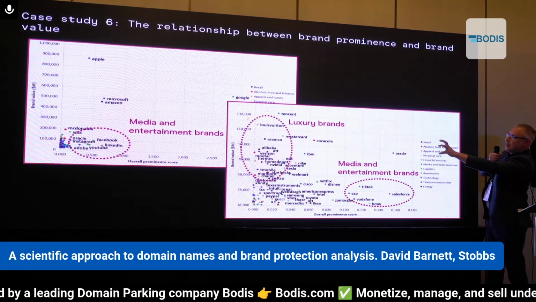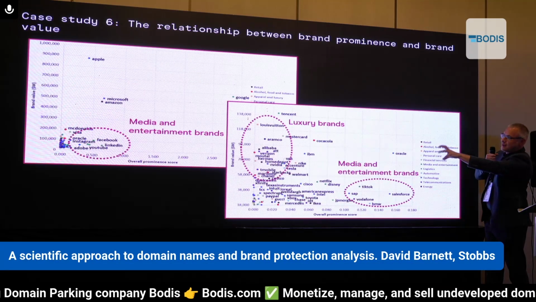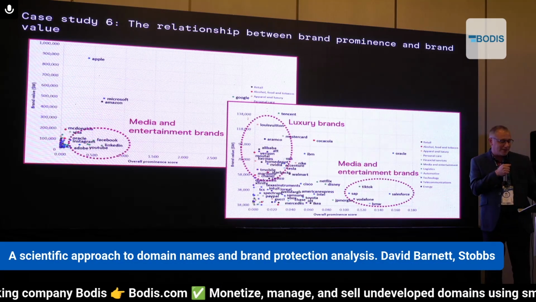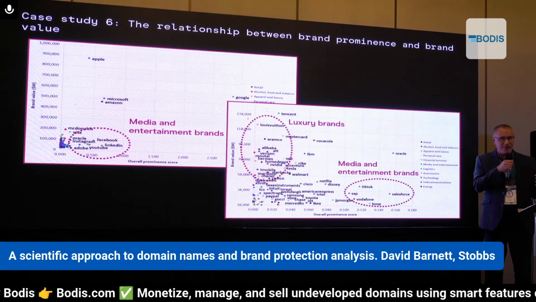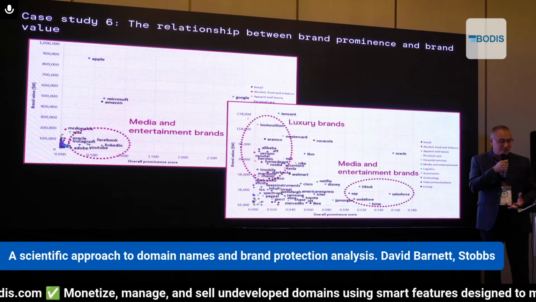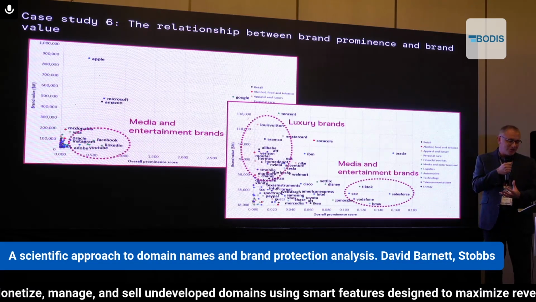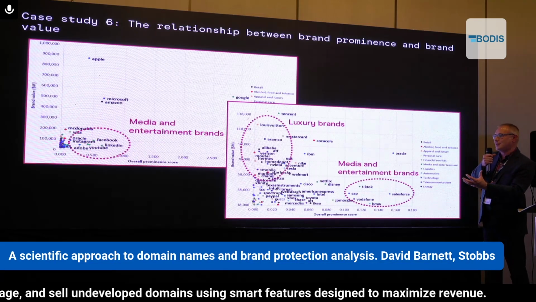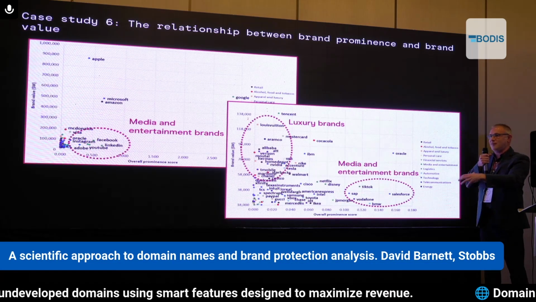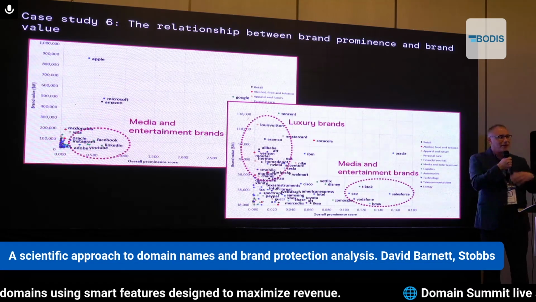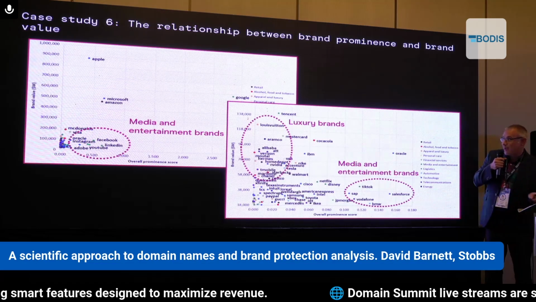The ones at the top left, the ones that are less prominent, tended to be the luxury brands. That's probably reflective of the fact that they have high brand values generally, but also they're less reliant on things like search engine optimization. They don't need to be all over the internet to get people to go to their websites. They get their business through word of mouth.